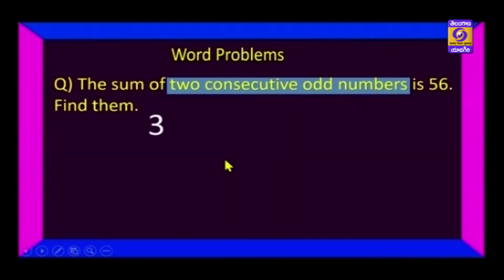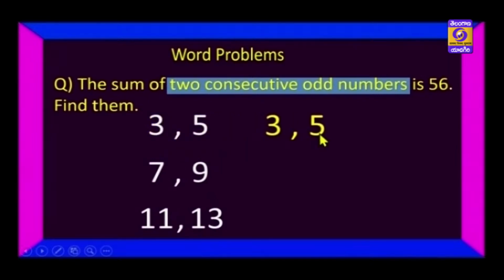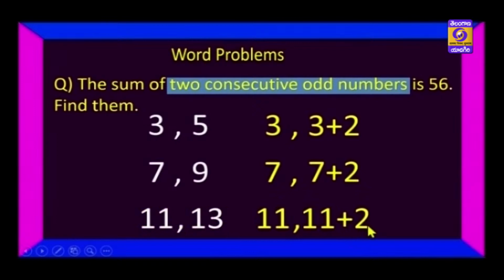Suppose you take 3, its consecutive odd number is 5. If you take 7, its consecutive odd number is 9. If you take 11, its consecutive odd number is 13. Let us discuss more deeply about these consecutive odd numbers. Suppose you take 3 and 5, 5 can be written as 3 plus 2. That means this number is just 2 more than its previous odd number. And in 7, 9 also, 9 is 7 plus 2, that is it is just 2 more than the previous odd number. In 11, 13 also, 13 can be written as 11 plus 2.